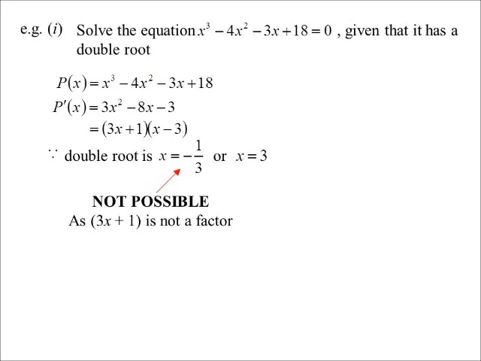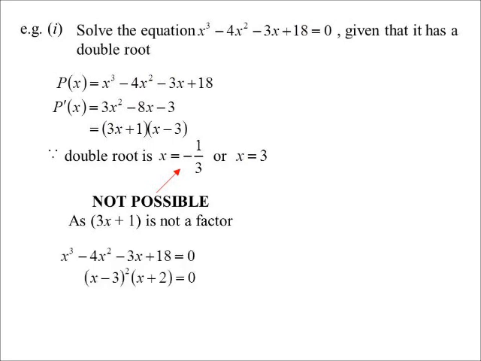So if you substitute in, we get 3 cubed, which is 27, minus 4 times 3 squared. 3 squared is 9. 9 fours are 36. So 27 minus 36 is minus 9. Minus 3 times 3, so minus another 9. Plus 18. Voila. So it is a root of the original one as well. Okay. So we know x minus 3 is the double root.